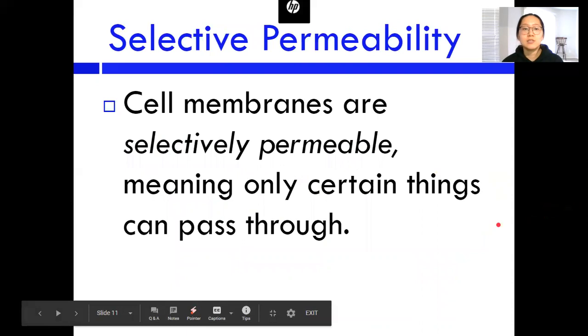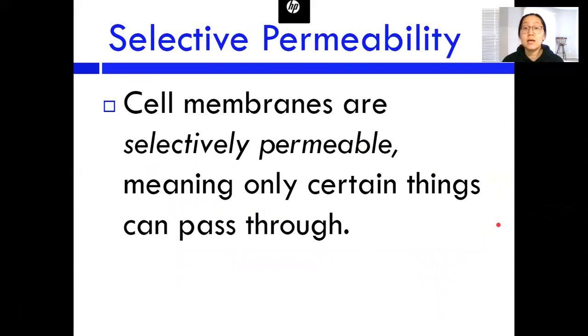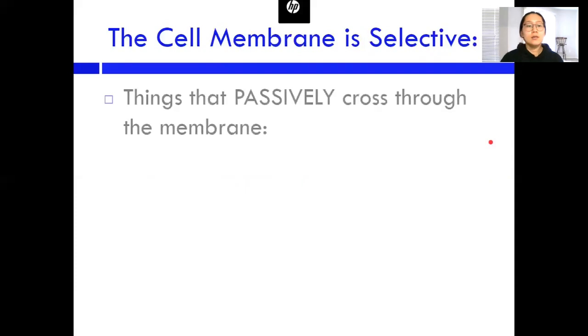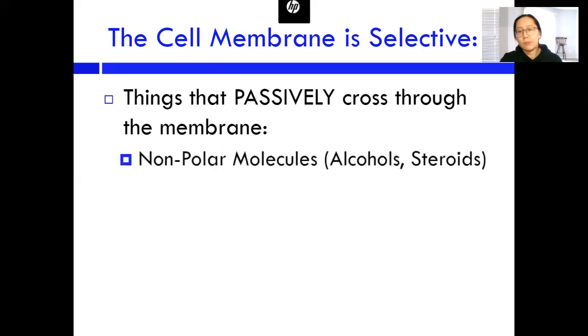So we have selective permeability, like I mentioned before. Cell membranes are selectively permeable, which means only certain things can pass through. So things that can passively cross the membrane without using energy are nonpolar molecules, small molecules.